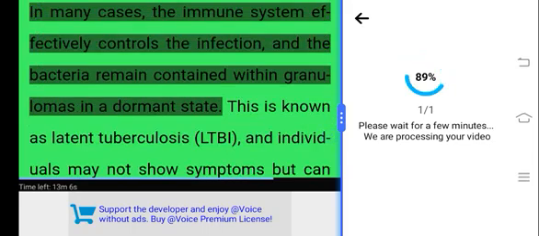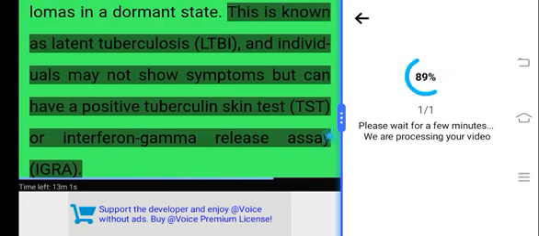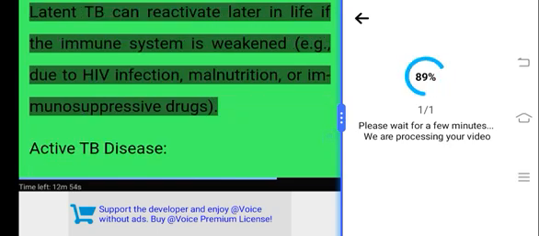In many cases, the immune system effectively controls the infection, and the bacteria remain contained within granulomas in a dormant state. This is known as latent tuberculosis (LTBI), and individuals may not show symptoms but can have a positive tuberculin skin test (TST) or interferon gamma release assay (IGRA). Latent TB can reactivate later in life if the immune system is weakened, e.g., due to HIV infection, malnutrition, or immunosuppressive drugs. Active TB disease.